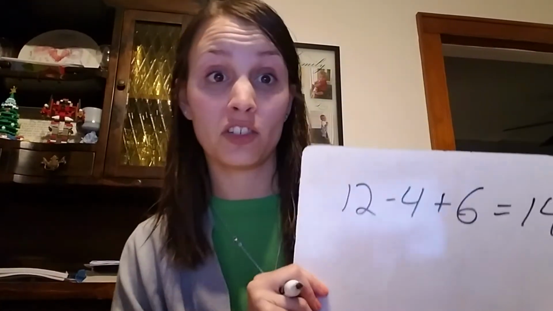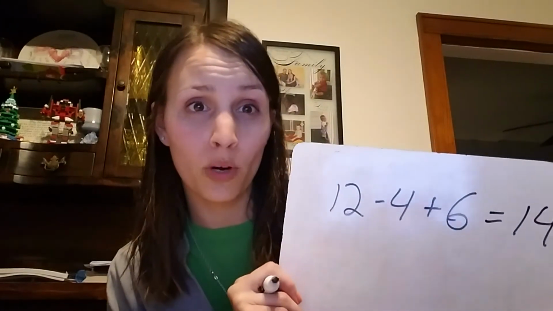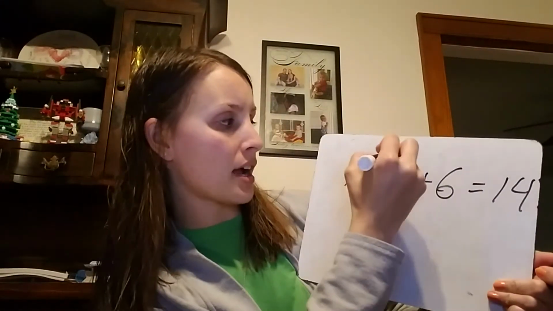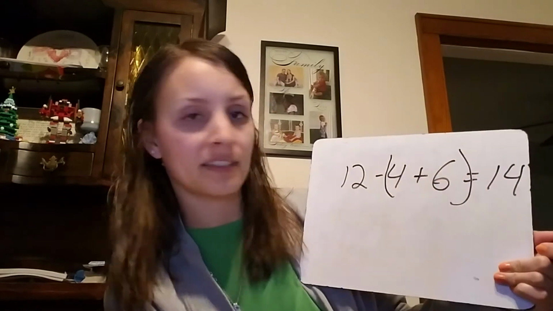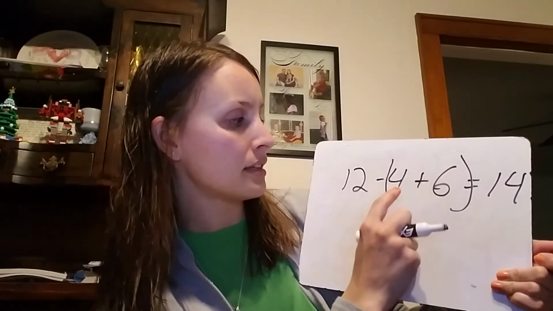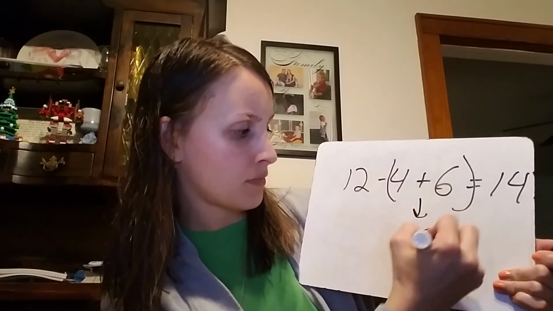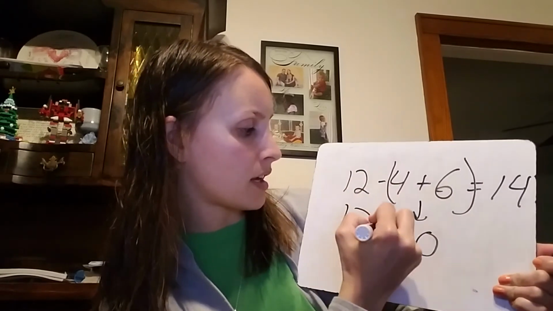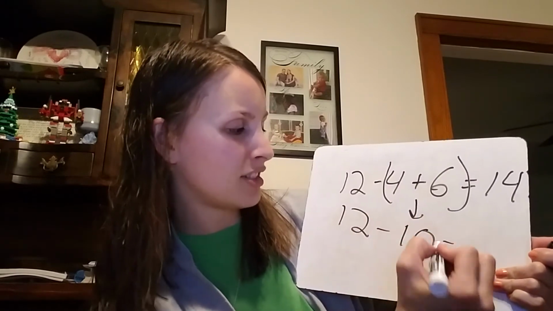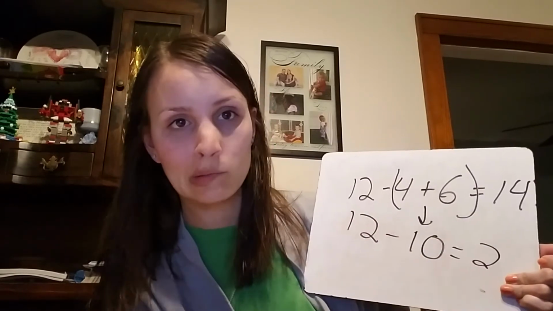So I'm going to do number 7 with you. So it says 12 minus 4 plus 6 equals 14. So I know my answer has to be 14. I just have to figure out where my parentheses go. So I'm going to try 4 plus 6 first. So I'm going to put my parentheses in. I'm doing this first. So 4 plus 6 is 10. And then I'm going to bring down my 12 and my minus sign. Oh, 12 minus 10 is only 2.